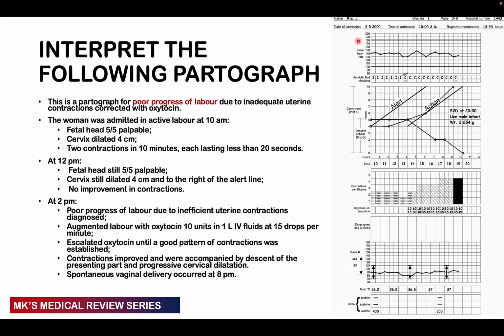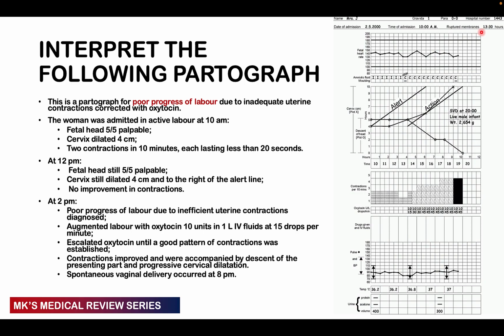So first of all, looking at this woman, this is Mrs. J, who is a primigravida, so she's a G1 para 0, with a hospital file number of 1443, admitted on the 2nd of the 5th month, which should be, I think, May 2000, admitted at 10 a.m. and the membranes ruptured at 13:30.